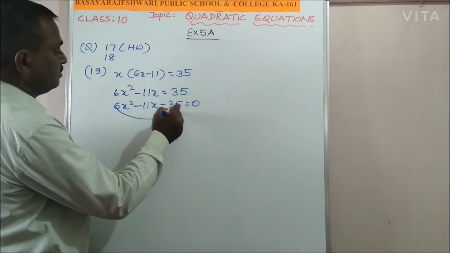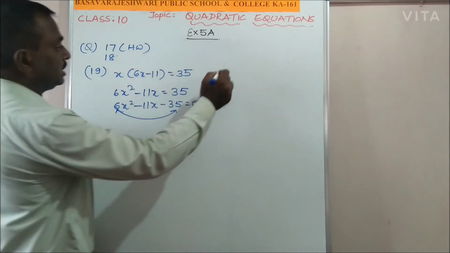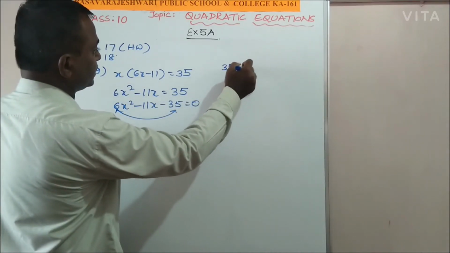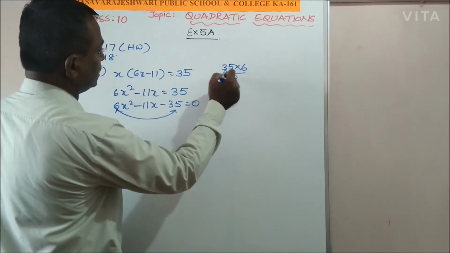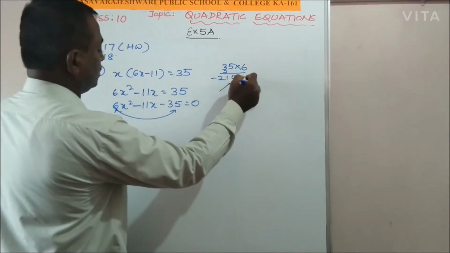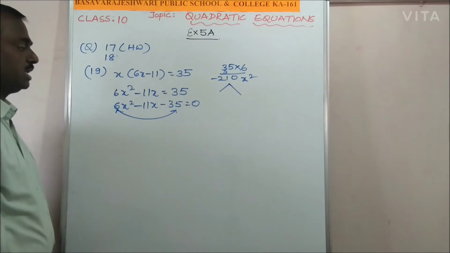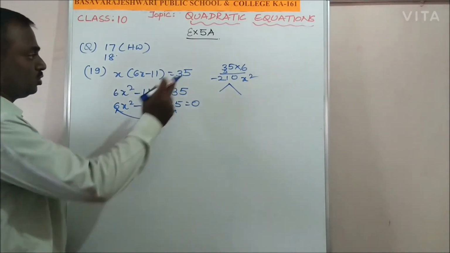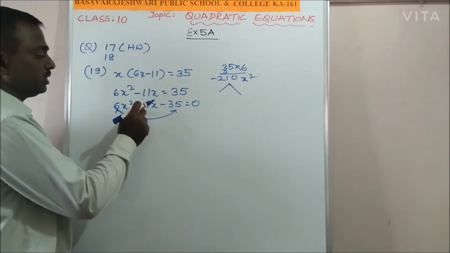Now we have to multiply these two. 35 into 6 is 210. So find two numbers such that the product is equal to 210, and if you add them, the sum should be equal to 11.